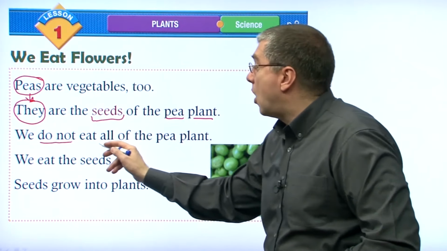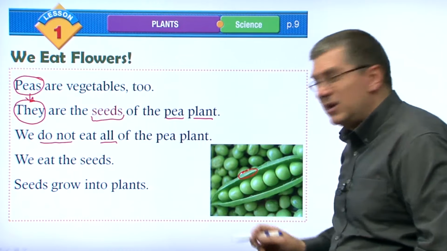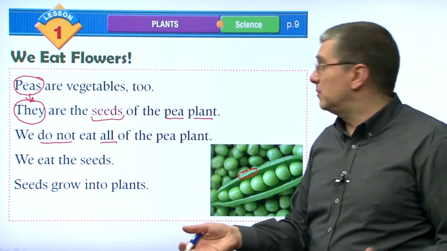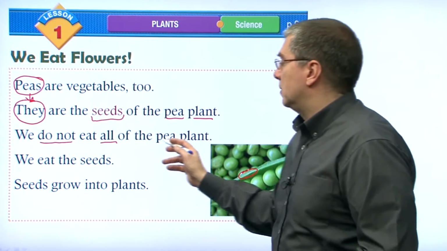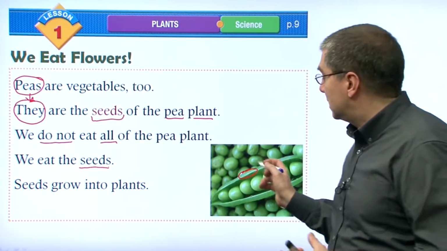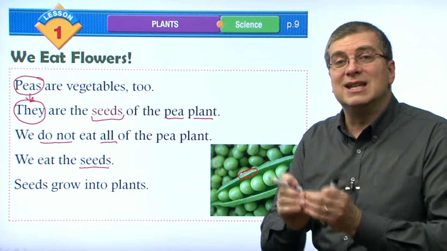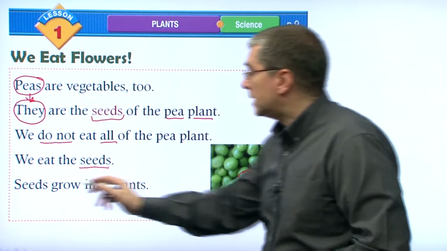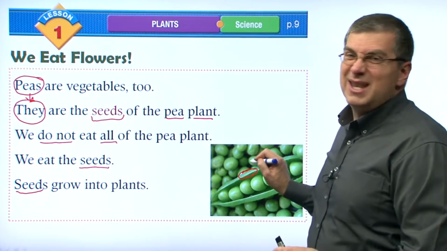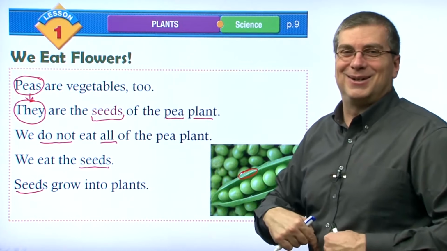We do not eat all of the pea plant. We don't eat this part. We don't eat the leaves. We don't eat the roots. We don't eat the stems. We don't eat all of the pea plant. We eat the seeds. Only eat the seeds. We don't eat all of the plant. We just eat the seeds. Seeds grow into plants. But if we eat them, they don't grow into plants. They go into our stomach, right?